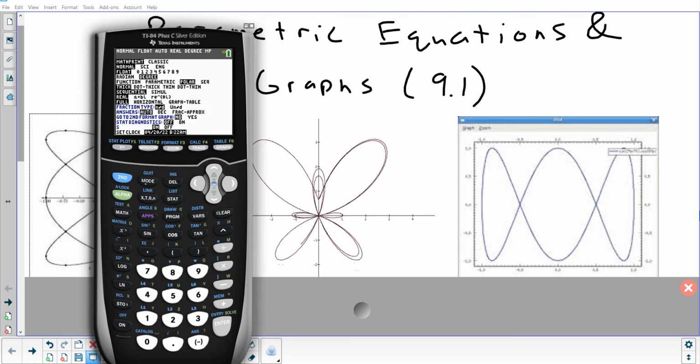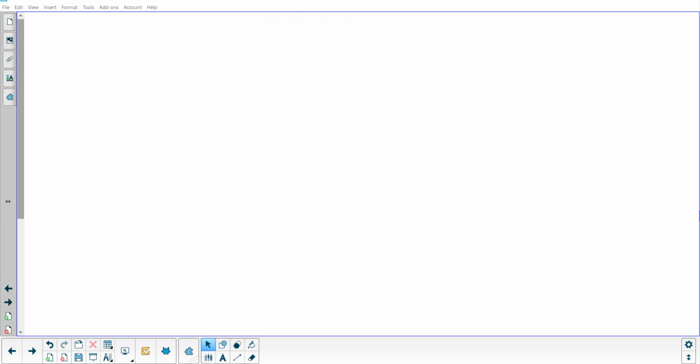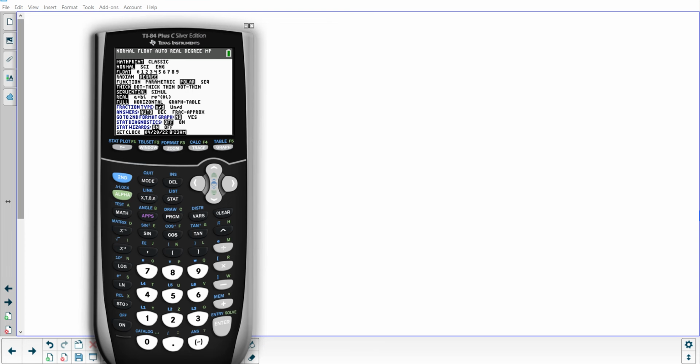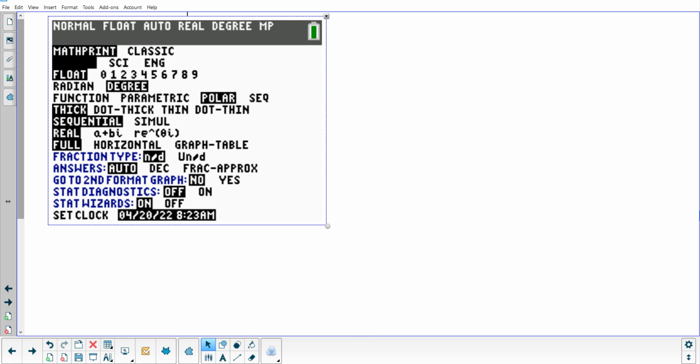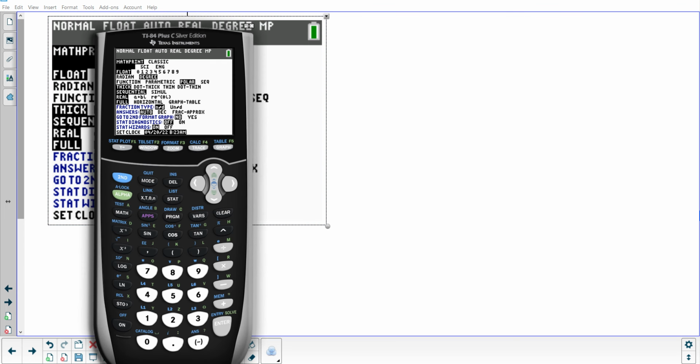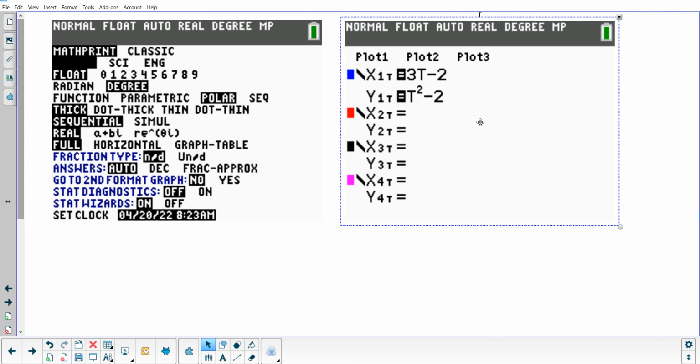If you press mode, you get three options on the screen. Actually you get three that we're going to use, but there is a fourth one. Function is the way we've been doing it all year. That's y equals, we can type in a formula. We're going to put it on parametric. Okay, so let's put it on parametric, hit graph, and you're going to notice a couple things right away.